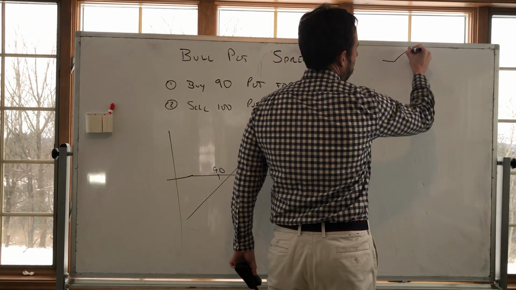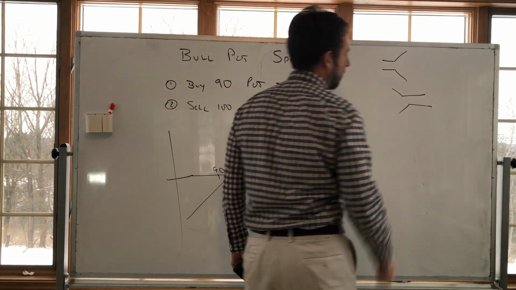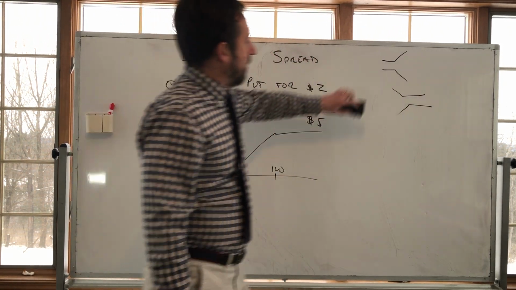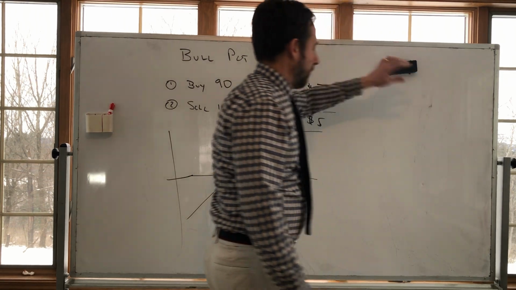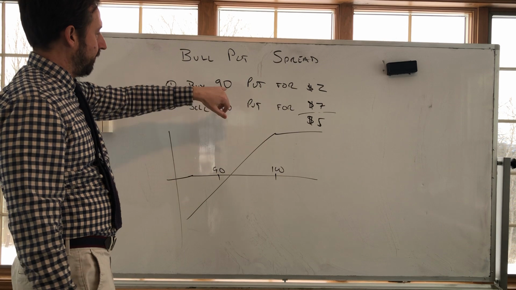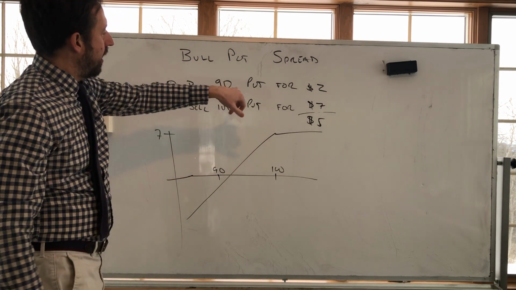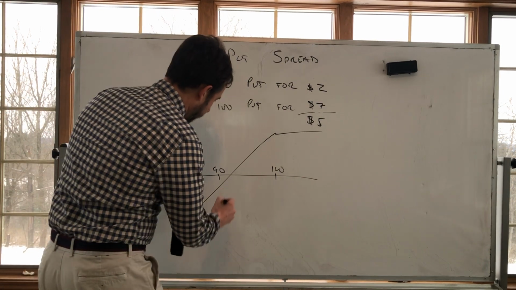So if we buy a call, it looks like that. If we sell a call, it looks like that. If we buy a put, it looks like that. If we sell a put, it looks like that. The idea is it gets a lot easier when you can remember that sort of stuff. So we sold a 100 put for $7, so this is obviously plus 7 there. Buy a 90 put for $2, so we buy this put.